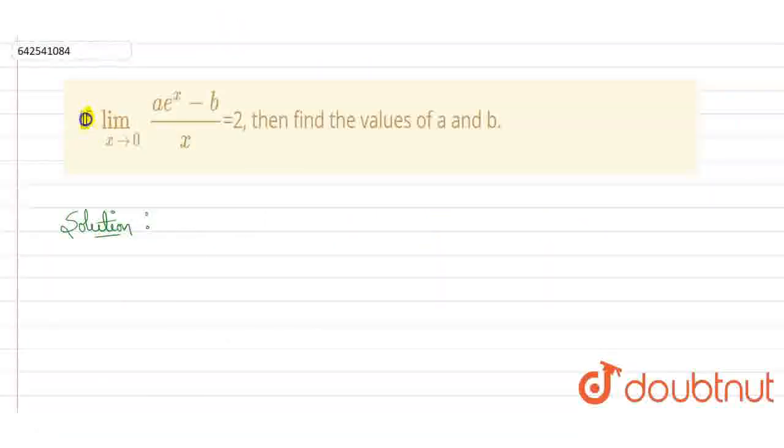Hello everyone, this is the given question, and in this question, if limit x tends to 0, the function a e raised to the power x minus b upon x is equal to 2, it is given to us in the question, then we have to find the values of a and b.